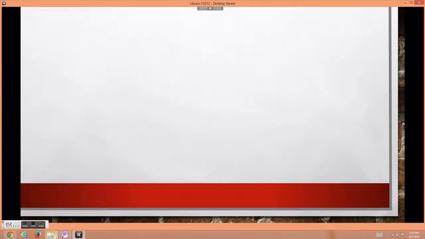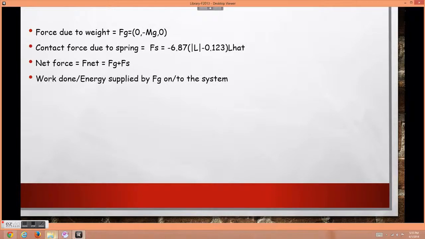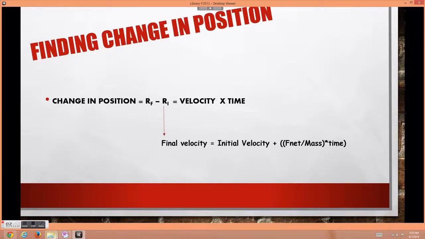We now know the force due to the weight and the force due to the spring. The net force is the sum of these forces. The work done on the system by Fg is given by the following formula. The delta R component of this formula can be found by following this process. Change in position, Rf minus Ri, is given by velocity times time. This velocity can be found by applying the formula at the bottom right of the screen.